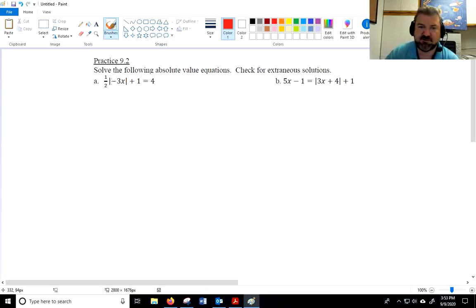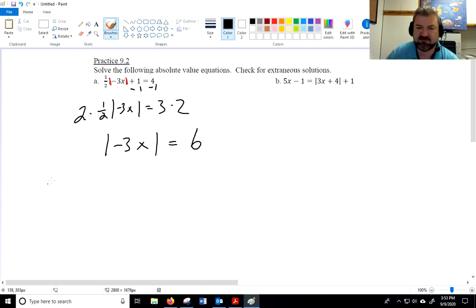All right, check our work here. We got to isolate the absolute value bars. Get those alone. So I have 1/2 times the absolute value of negative 3x. I'm going to subtract 1 here, so that's going to be just equal to 3. I'll get rid of the fraction now by multiplying by 2. I could have done this at the first step, and I'd get rid of it there, and then that becomes a 2, and that becomes an 8. And it ended up being the same thing in the long run. So I get the absolute value of negative 3x equals 6.